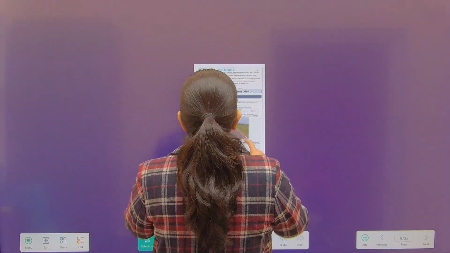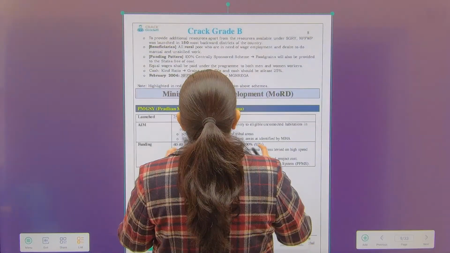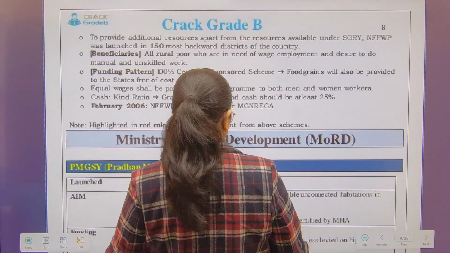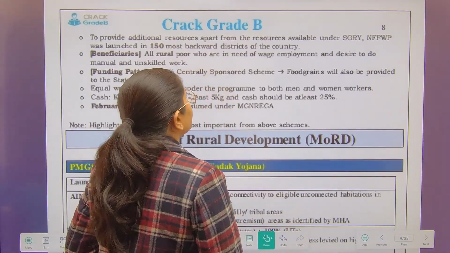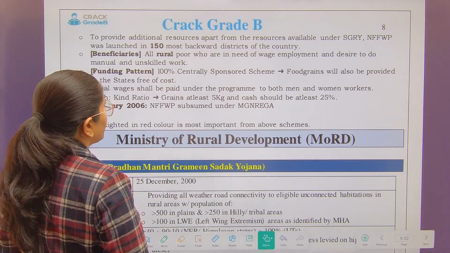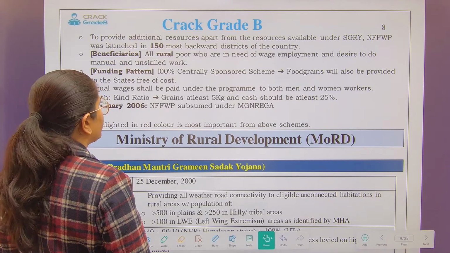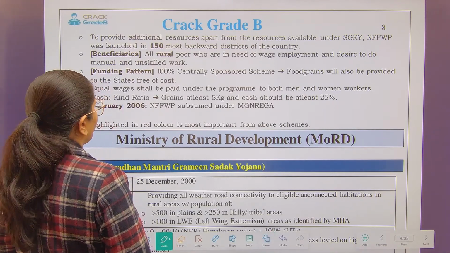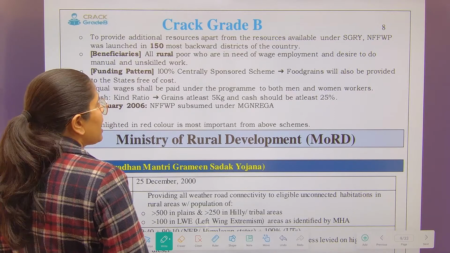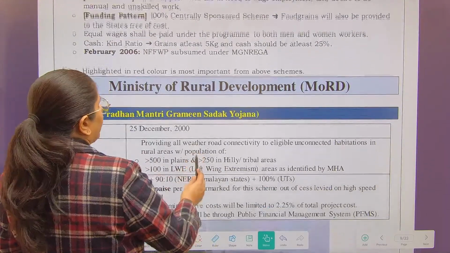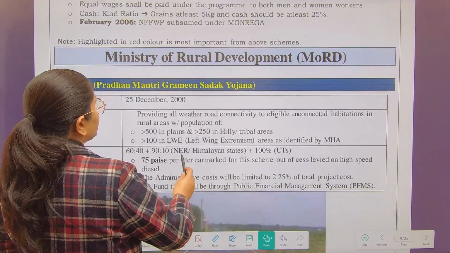This was provided out of the resources from the Swarn Jayanti Grameen Swarojgar Yojna for the most backward districts. The main impact was for food grains to be provided under this particular scheme, and this also has been subsumed under the Mahatma Gandhi NREGA scheme.